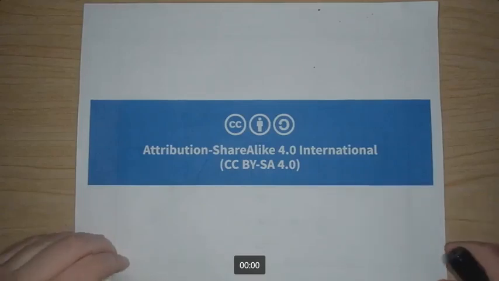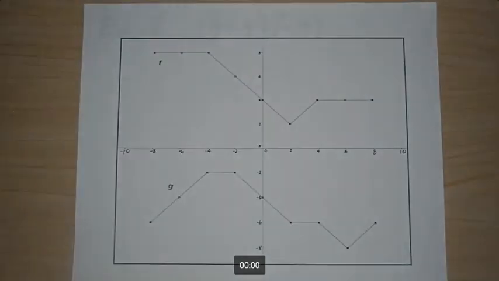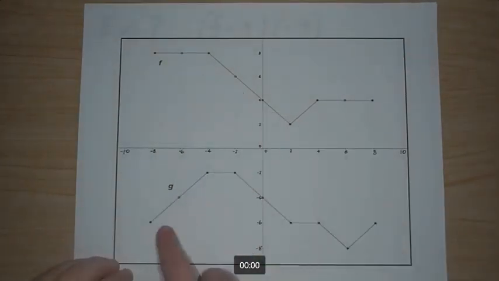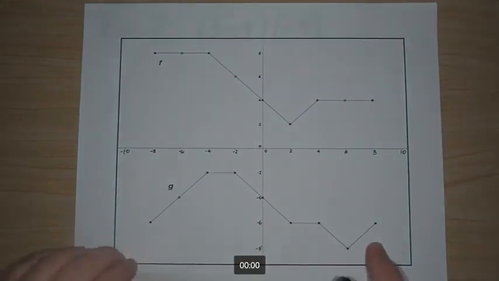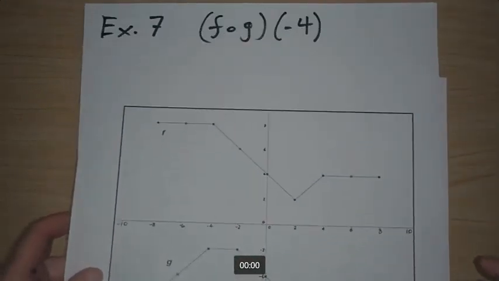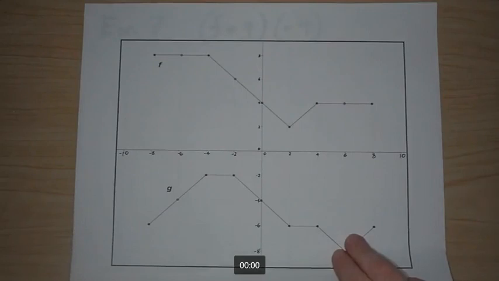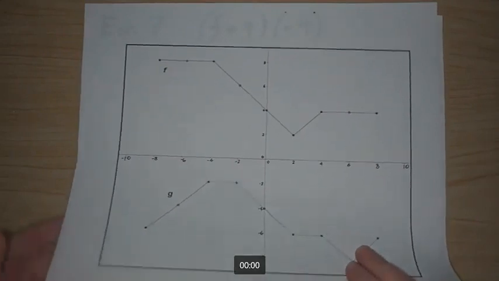This is example 7 of the function arithmetic and compositions lab. We have the following graph where we have the function f of x up top and we have the function g of x down below. So for example 7, we have f of g of negative 4, and we want to use this graph to find out what that is.